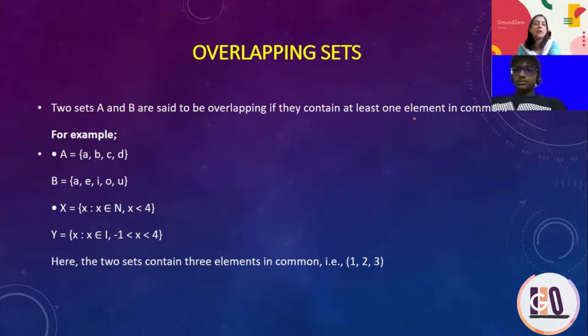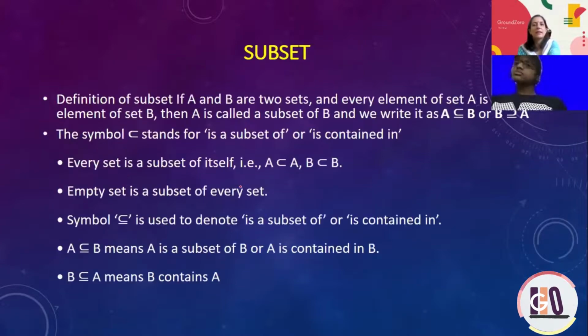If any one of the elements is common, we say A and B are overlapping sets. So if at least one element is the same, it's called overlapping sets. If it's more than one, it's still called an overlapping set. So you can see with this, A is A, B, C, D and B is A, E, I, O, U. Now A is common, one of the elements is common. So I can say A and B is an overlapping set.